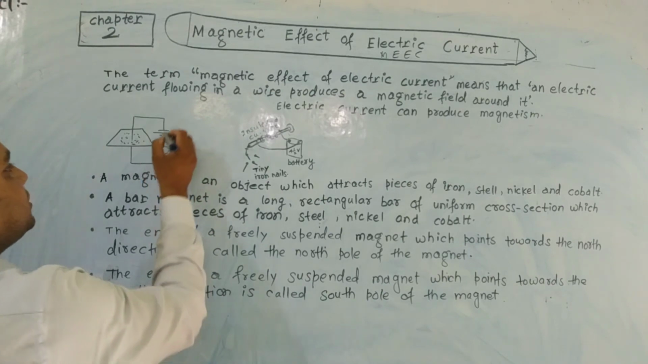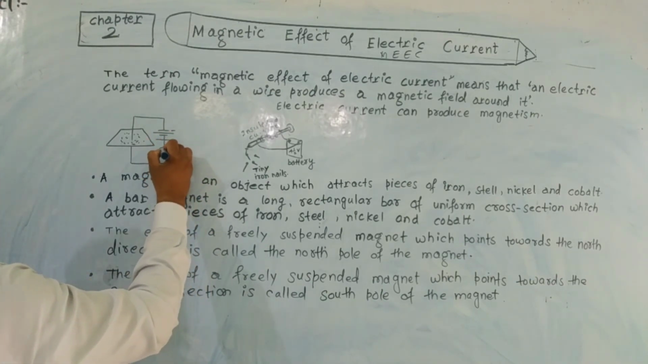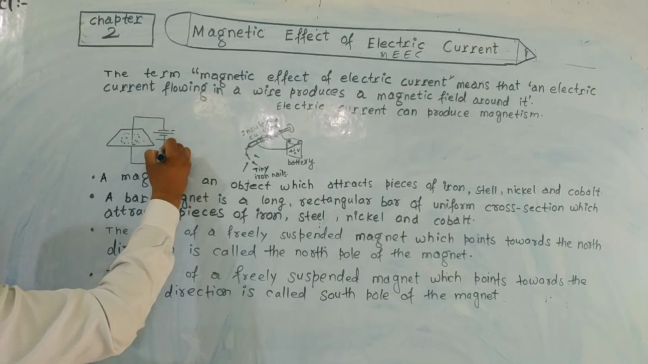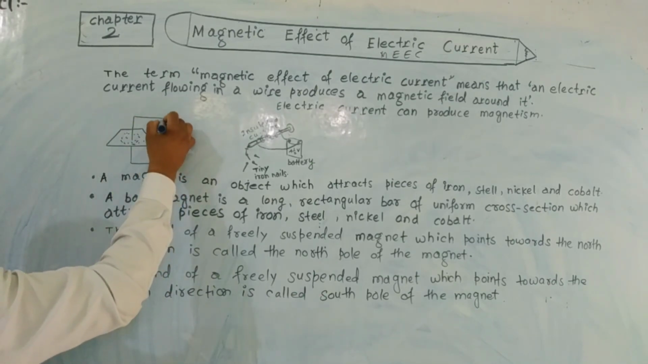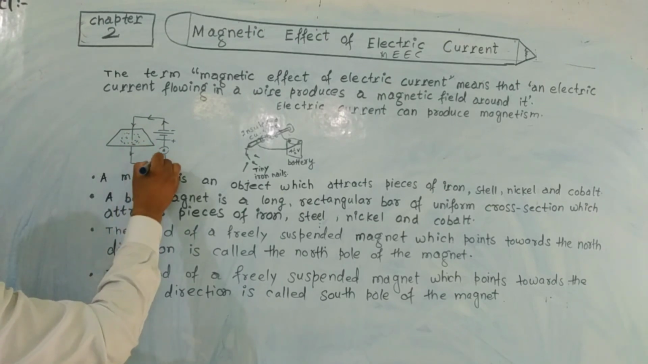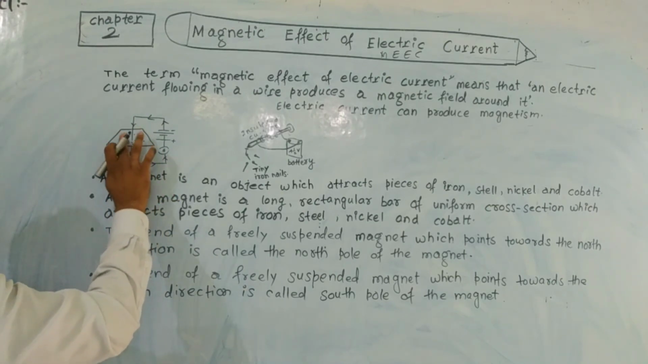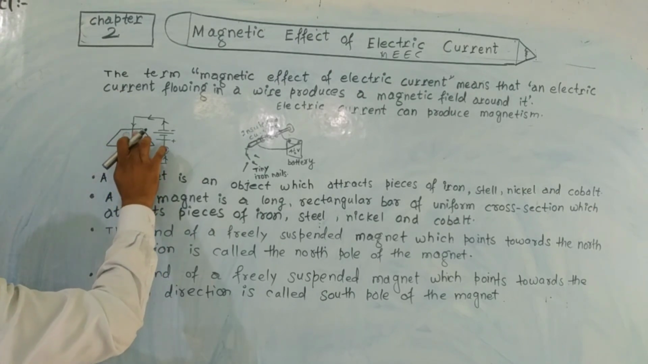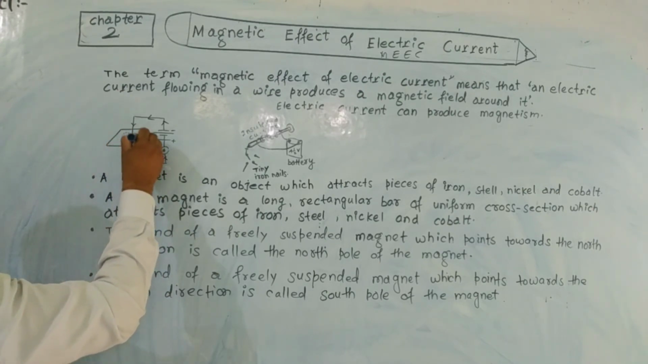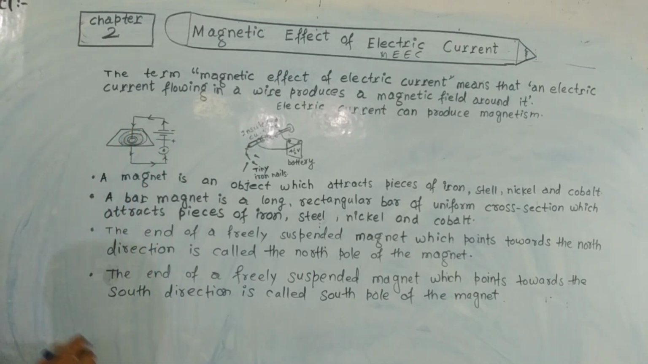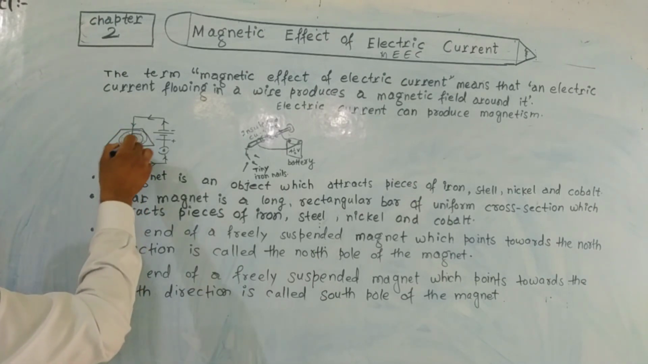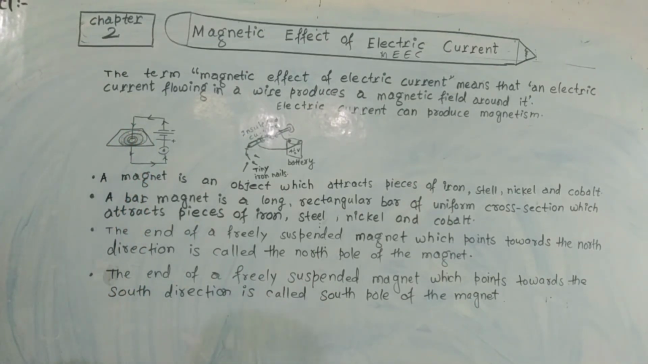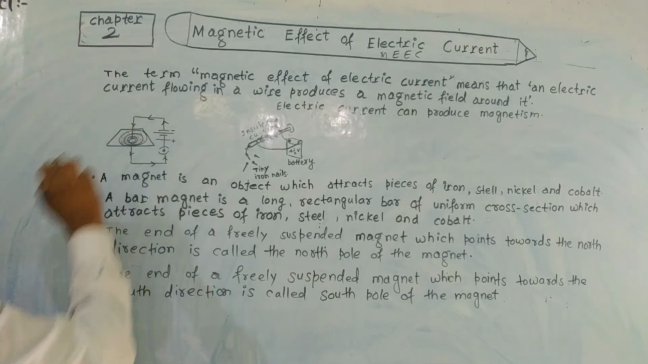But after producing current, when the switch is on, current flows through this conductor wire from the positive terminal to the negative terminal. Then these iron filings make concentric circles, like this. This is due to the magnetic effect of electric current. That's when magnetic fields are produced.